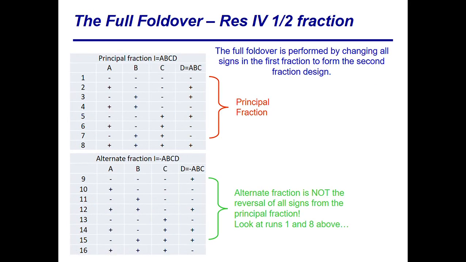Now if we try to do this with a resolution 4 design, like in this case, we've got a 2 to the 4 minus 1, that's a resolution 4. Well, if this is the principal fraction, we have A, B, and C repeating down here in the alternate fraction, but if you flip all of the signs, you don't get the alternate fraction. So if you look at this line right here, you've got minus, minus, minus, minus. Well, that's going to flip to plus, plus, plus, plus, which is in the same fraction. So you can't do that with resolution 4. You cannot do the full foldover in the same way.